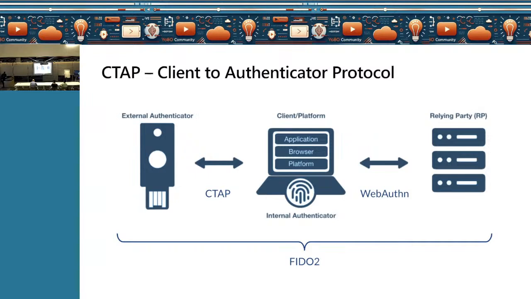So earlier I talked about the communication between the client, which is your browser, and your authenticator. Okay, so there are three things you can see here: authenticator, client, and relying party. Between your client and relying party, we are using web authentication. And between your client and your external authenticator, like Microsoft Entra authenticator, it uses CTAP, client to authentication protocol.